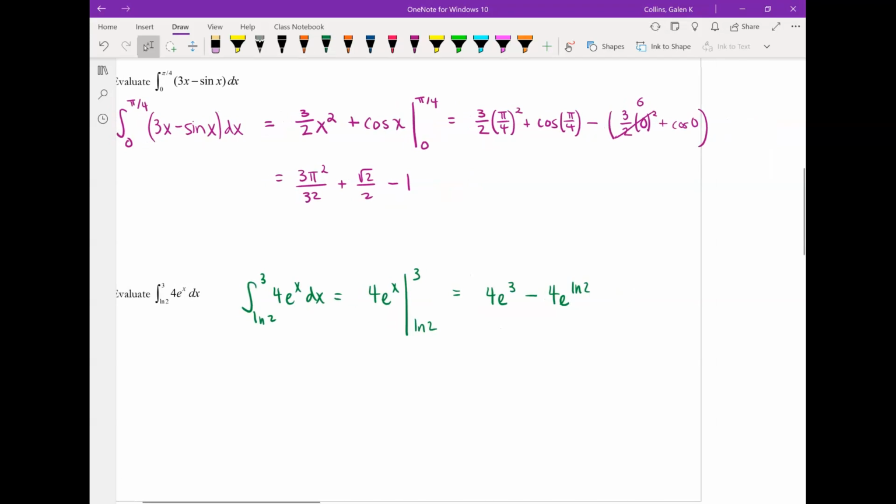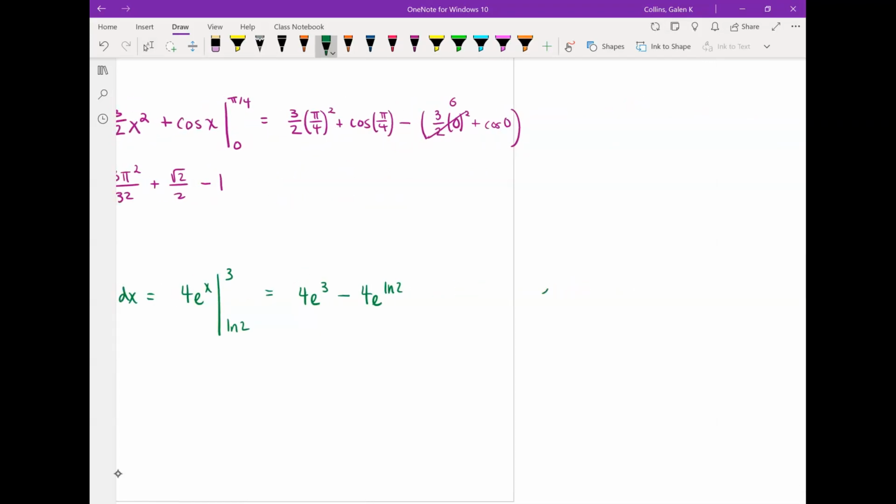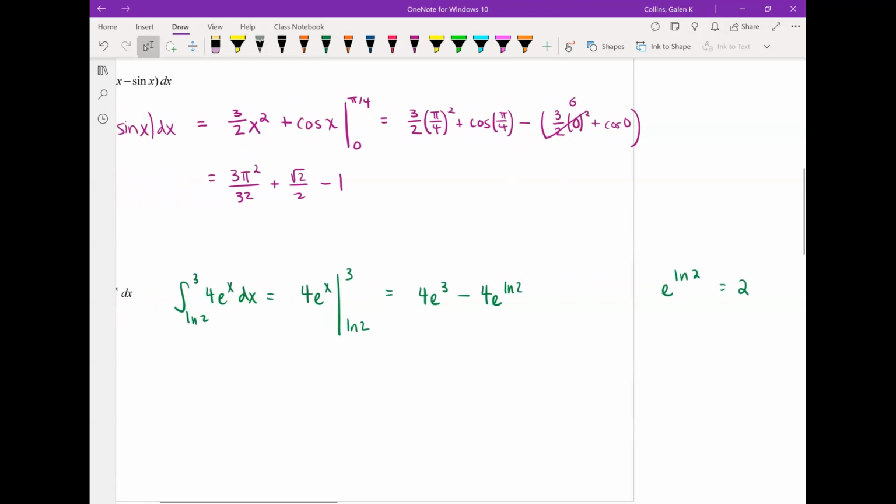Out to the side, remember that e and natural log are inverses, they undo each other, so we're just left with the 2. All right, so that is 4e cubed minus 4 times, and that was e to the ln of 2, so 4 times 2. So we're left with 4e cubed minus 8.